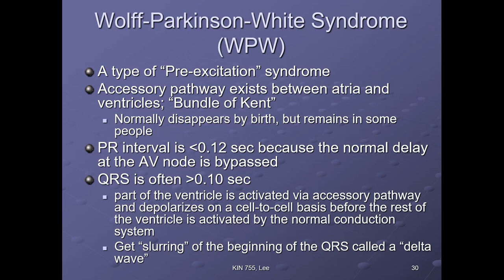And the other thing that's noticeable in Wolff-Parkinson-White is that the QRS is generally long. So what happens is part of the ventricles are activated via this bundle of Kent. And so you get this early activation of the ventricles before the rest of the electricity gets there via the normal pathway. And so you get what they call a slurring of the QRS, where it starts to go up before it really takes off. And I'll show you a picture of that.